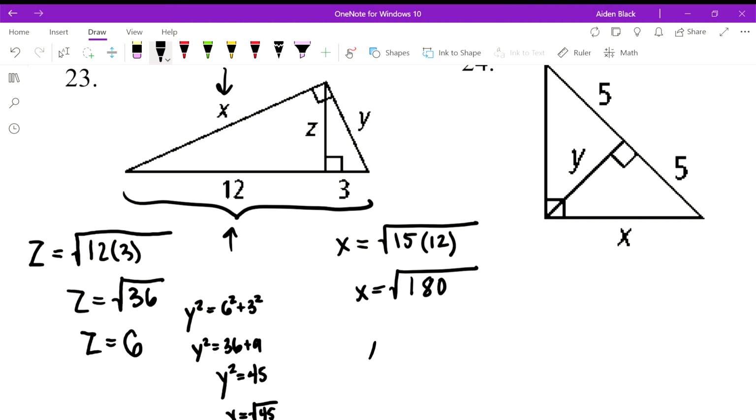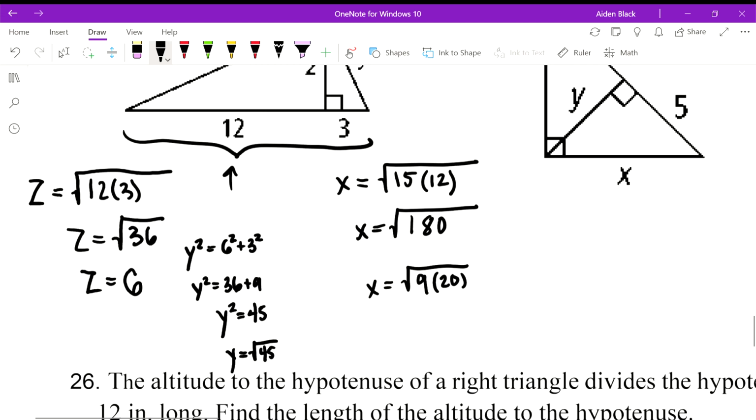And we can reduce this, can't we? We can use 9 times 20. Since 9 is a square, we can say x is equal to 3 rad 20. And what's good about learning how to simplify like this is going to help you so much when we get to trigonometry. So very much.